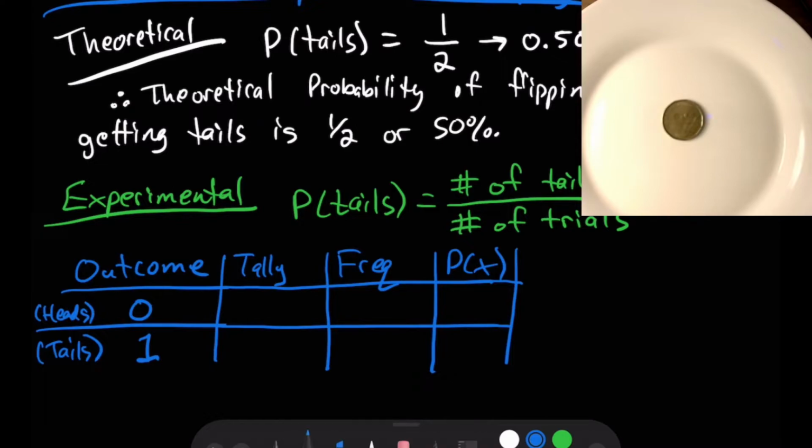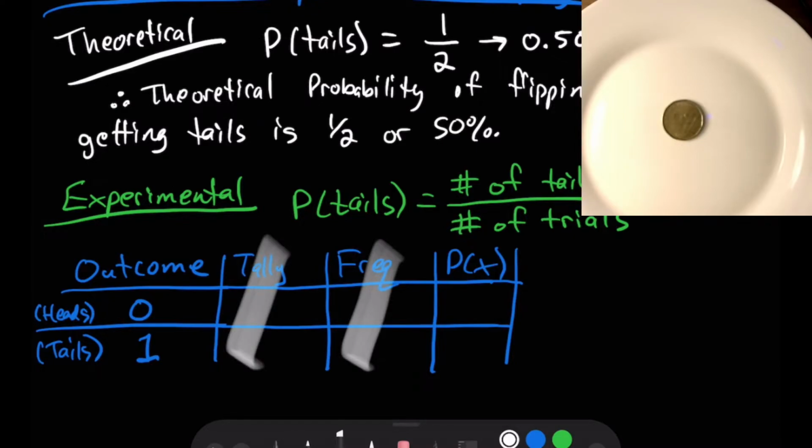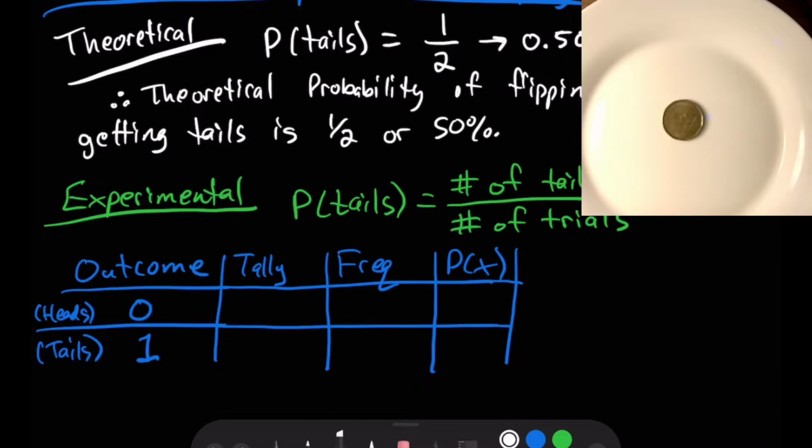This is a tally chart because it has the tallies. This is a frequency distribution table because it has the frequency. And it's a probability distribution because it shows our probabilities. So we're doing everything in one compact little table here.